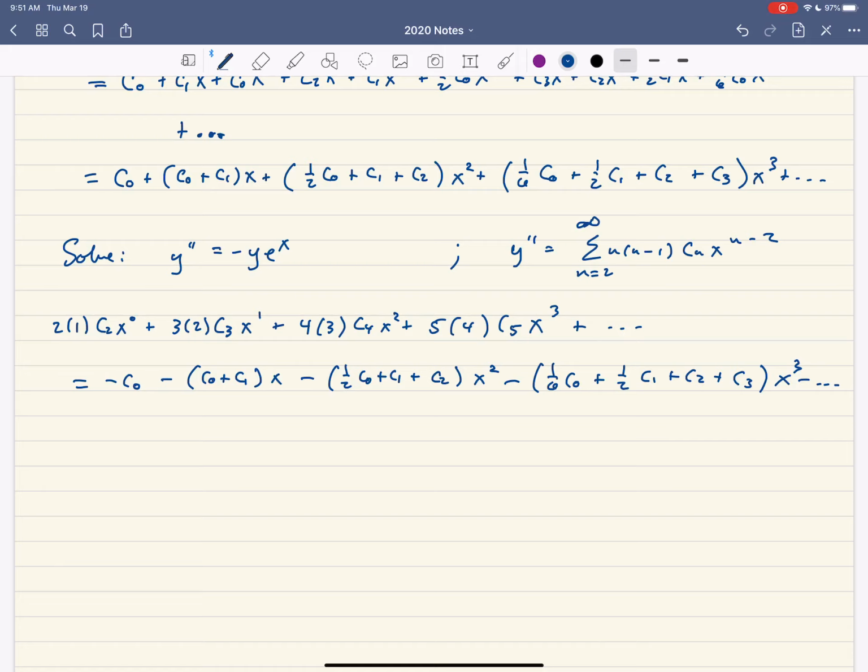So we know that 2c2 is going to be equal to minus c naught. That's what we get from setting that equal to that. And then next we know that the linear terms have to be the same. So 6c3 is going to be equal to minus the quantity c naught plus c1. And 12c4 is going to be minus the quantity 1/2 c naught plus c1 plus c2. And one more, 20c5 is going to be equal to minus the quantity 1/6 c naught plus 1/2 c1 plus c2 plus c3. And we can keep going.